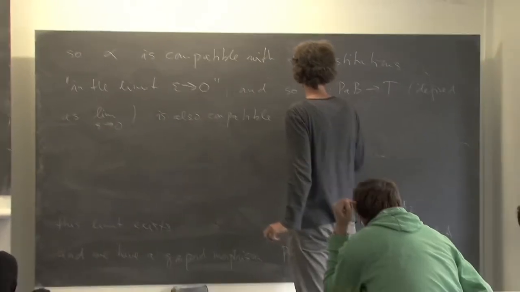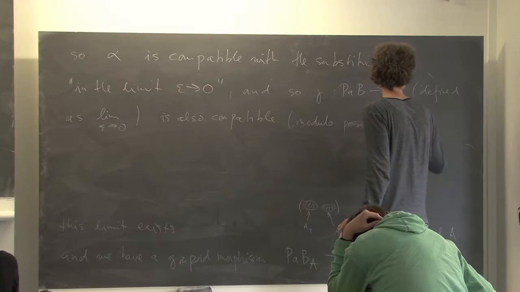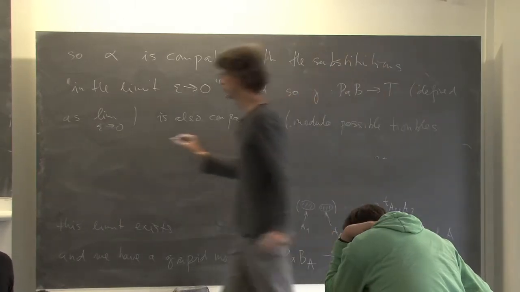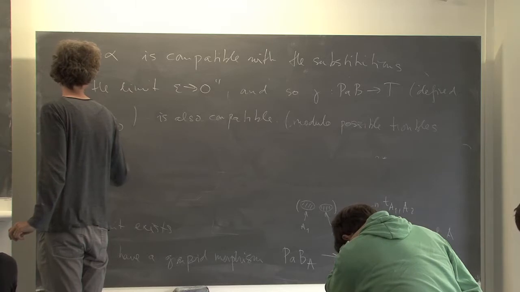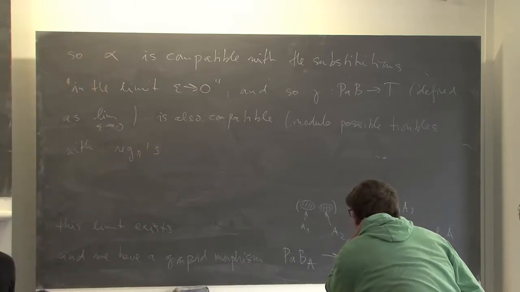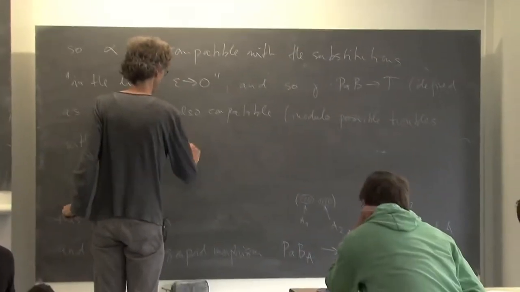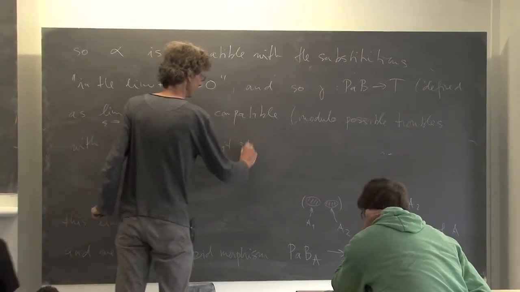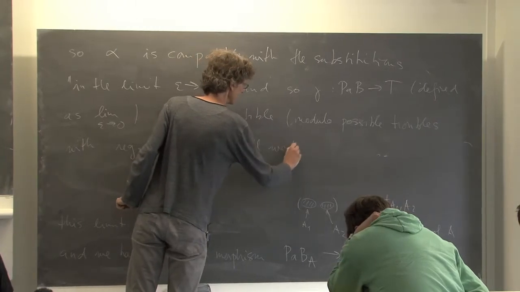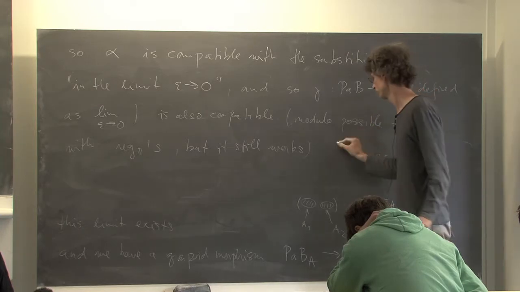So, modulo possible troubles with those regularization terms, but it turns out those regularization terms are simple enough that nothing bad happens. So, but it still works. So let's call this the sketch of the proof.